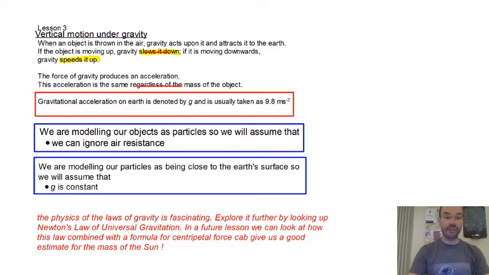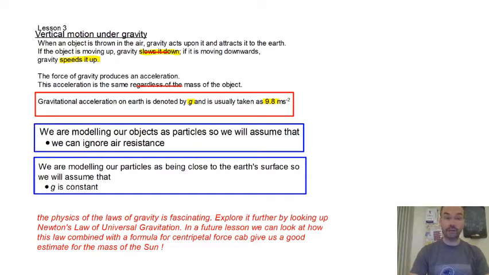The acceleration is the same regardless of the mass of the object. We're going to denote it at the Earth's surface by g, and that's usually taken to be 9.8. Some questions will say 10, some questions will say 9.81. Read the questions carefully. Right, we make two assumptions.